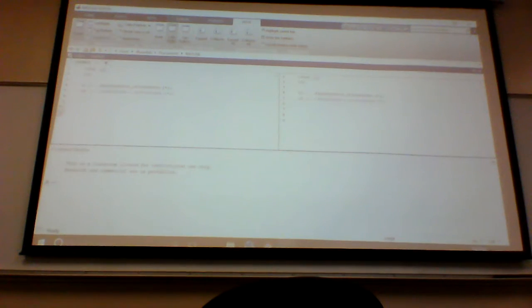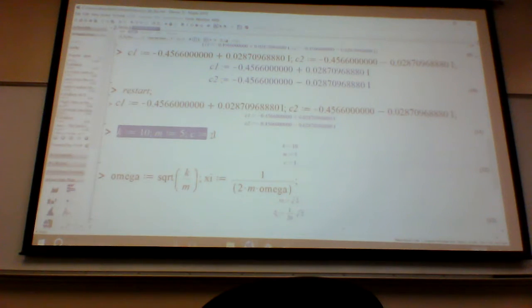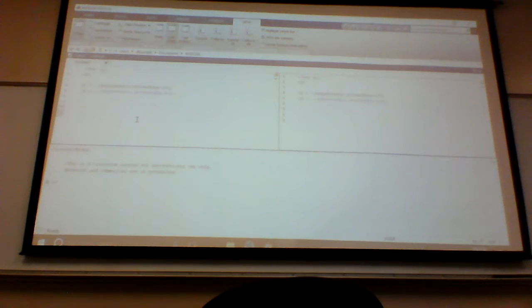Is it capital I or lowercase I in MATLAB? No idea. Don't know. We have to find out. Lowercase you think it is? Probably it is. So you can do this here.